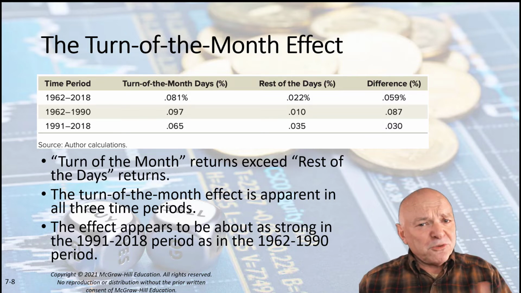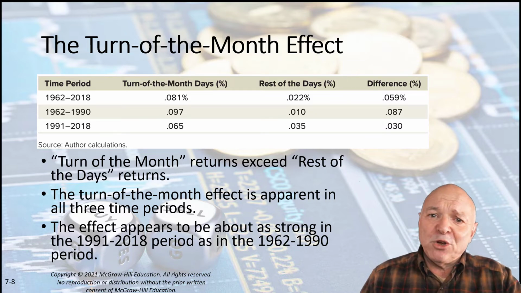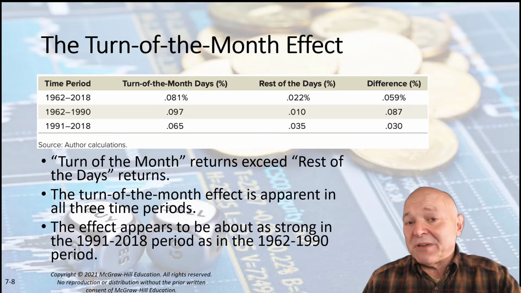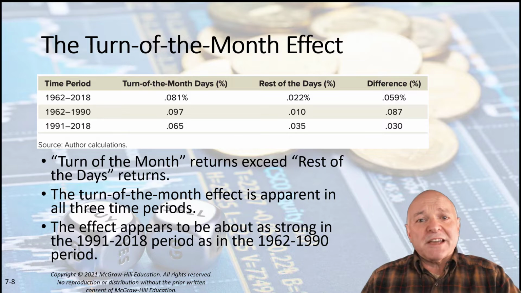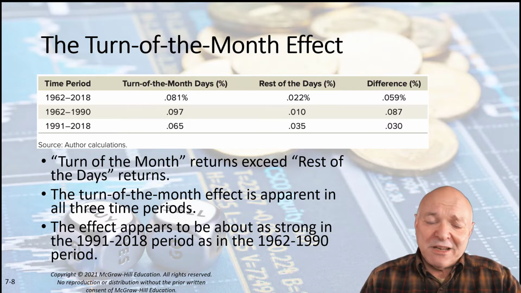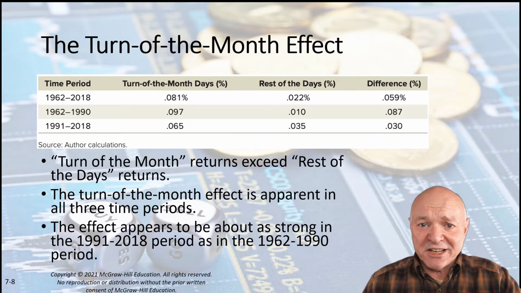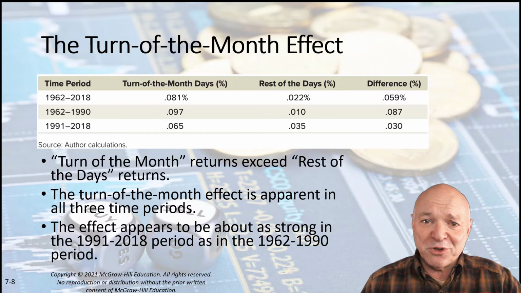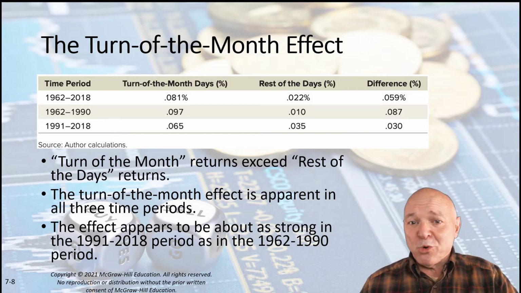So those are a couple of examples. You'll hear about a lot of other examples of anomalies. They tend to, as we said before, exist for a short period of time before they're exploited, before markets recognize that they exist, and before investors will start to capitalize on those differences and make them go away.